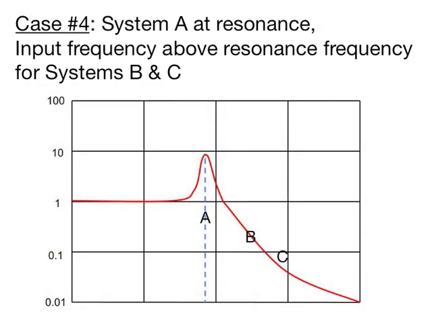In our last case, the excitation frequency is the same as the resonance frequency for system A. However, systems B and C have their resonance frequency below the excitation frequency. Therefore, we can expect that mass B and mass C will move very little in response to the base excitation.